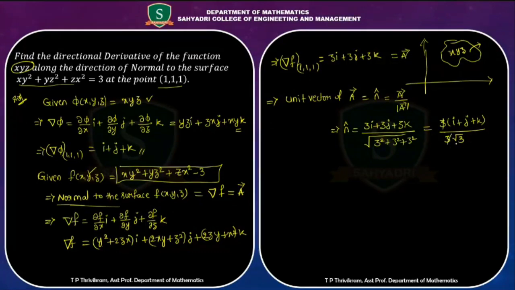Okay. Clear? Is it understood how you got 3 root 3? You have taken 3 square outside common. Yes, sir. So you'll get 1 plus 1 plus 1. So if you take 3 square outside, root and square get cancelled, 3 will be outside, inside 3 will be there. So n cap value is 1 by root 3 i plus j plus k.